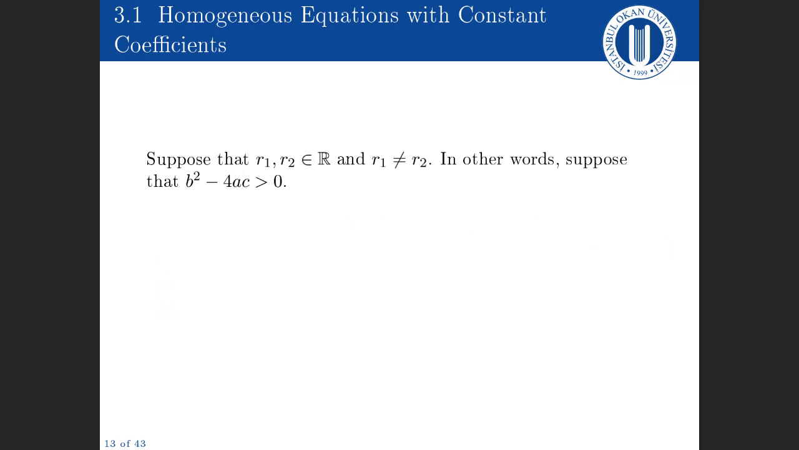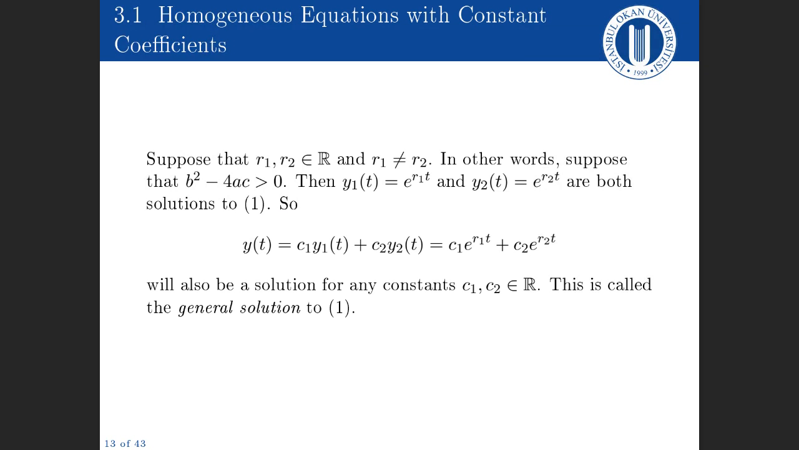So let's look at case 1. Let's suppose we have two different real roots. In other words, we want to suppose that b squared minus 4ac is a strictly positive number. After we found r1 and r2, then we know that e to the power r1t and e to the power r2t are both solutions to our differential equation. And then we write down y(t) as a linear combination of these two functions. This is called the general solution to the differential equation.